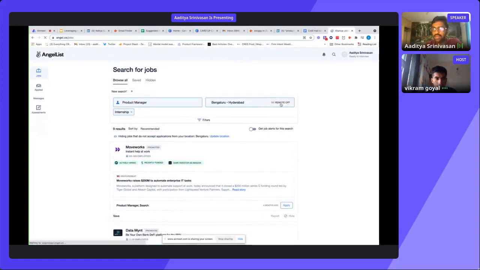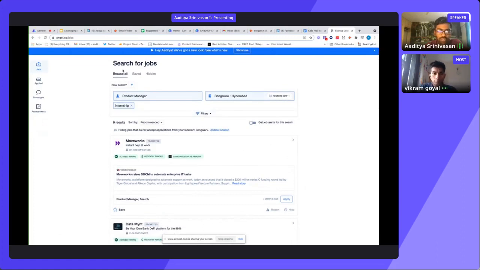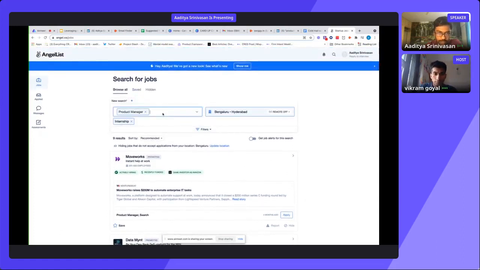So again, first in AngelList, you have to be building your profile. So make sure that you have your profile ready, built and everything, your resume and everything. Then there's a job list. So basically click on search to jobs, product management or product management internships. You can filter for it.